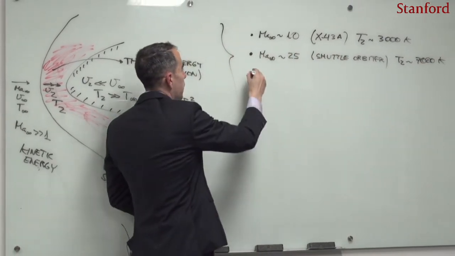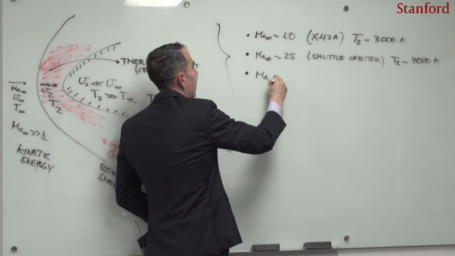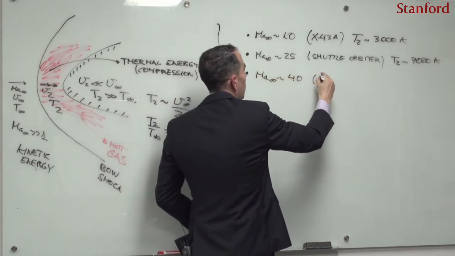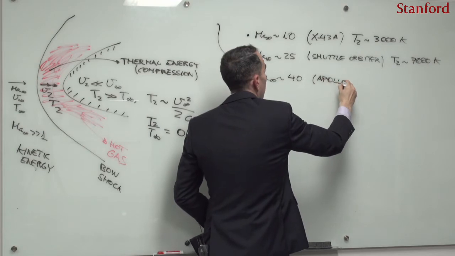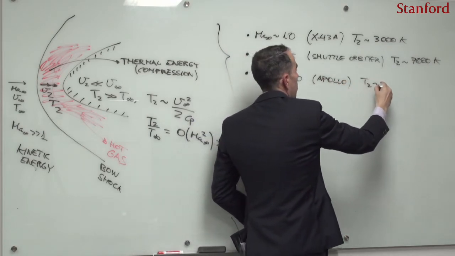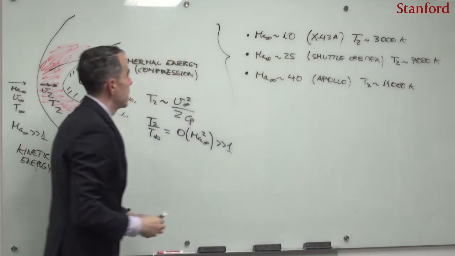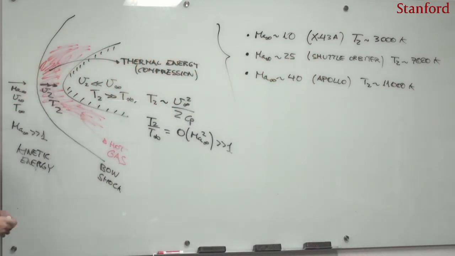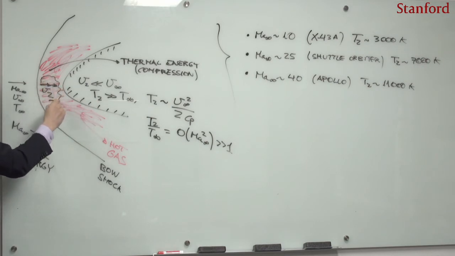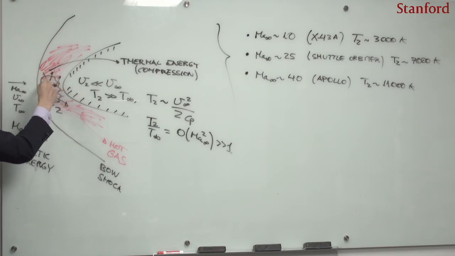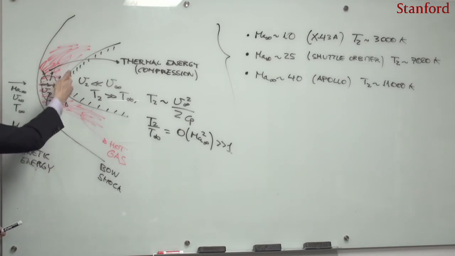And for an object flying at Mach 40, let's say the Apollo Command Module, the temperature can be as high as 11,000 kelvins. So if the temperature is sufficiently high, the bulk of the gas downstream of the shock can actually start radiating. It will radiate heat directly to the surface, and that occurs at Mach numbers above 20.